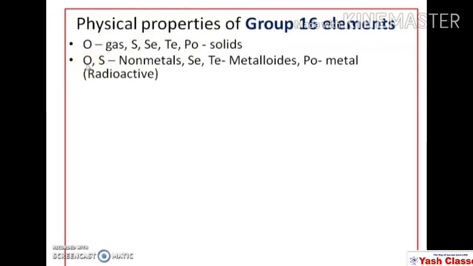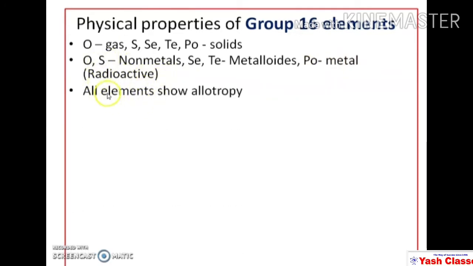Out of these elements, oxygen and sulfur are non-metals. Selenium and tellurium are metalloids, meaning these two elements show metallic as well as non-metallic properties. And polonium is distinctly a metal. At the same time, polonium is radioactive.